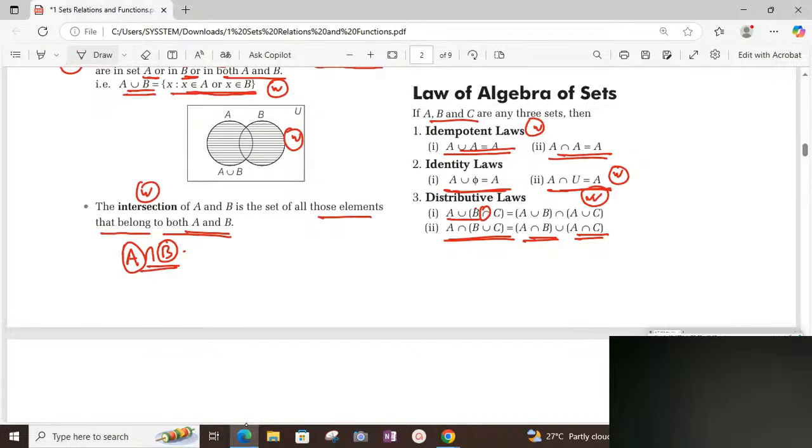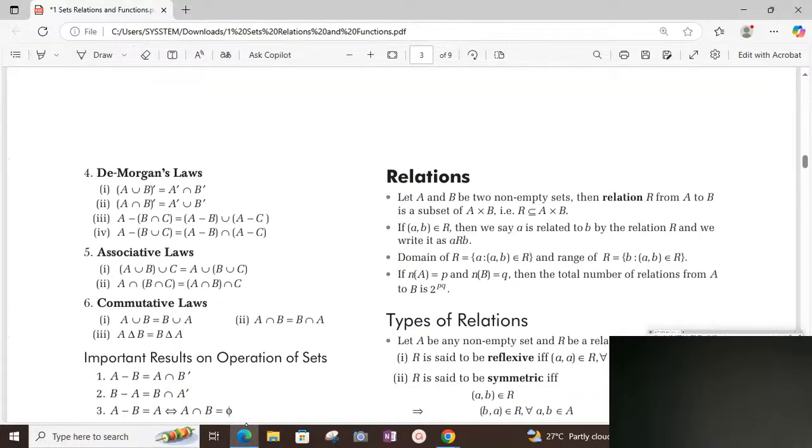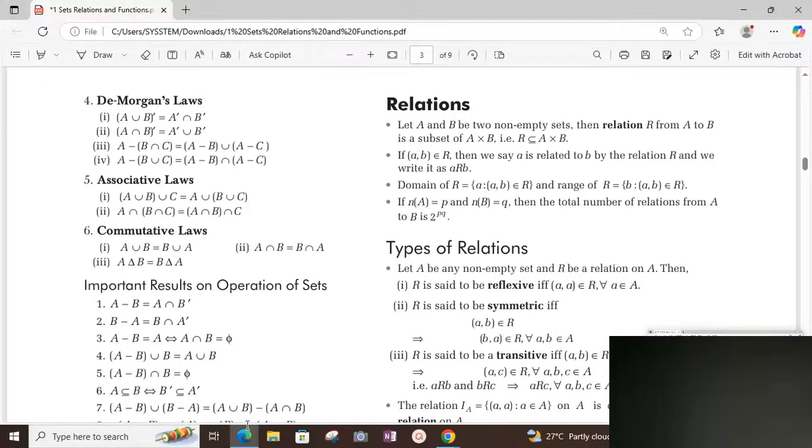Let's see the next subtopic, which is De Morgan's law. In De Morgan's law, the complement of A union B equals the complement of A intersection the complement of B. Let's see here, the complement of A intersection B equals the complement of A union the complement of B.